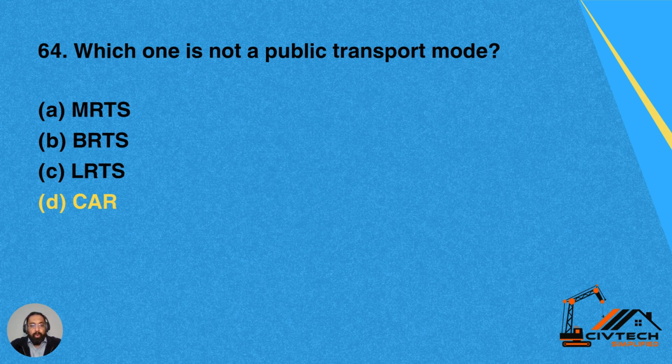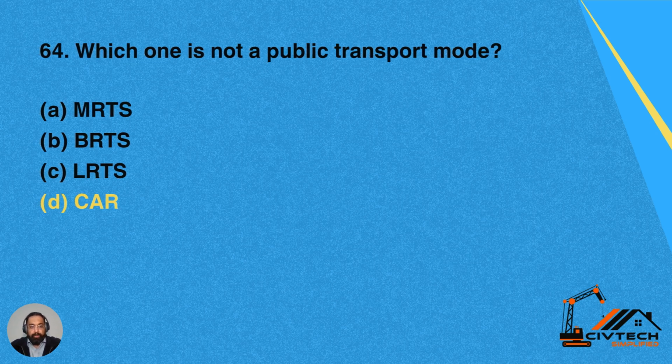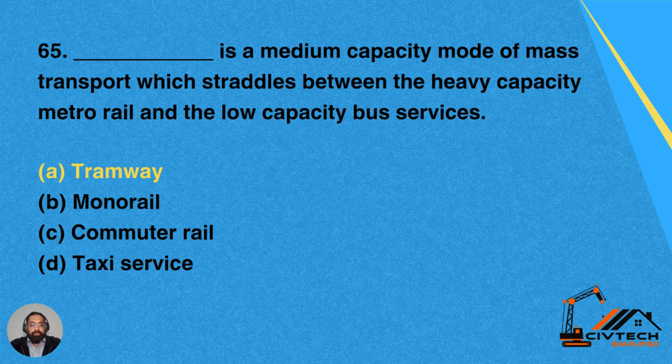64. Which one is not a public transport mode? Option A, MRTS, option B, BRTS, option C, LRTS, and option D, car. The public transport other than D, all are public transports, but car is not a public transport, it's a personal transport mode.